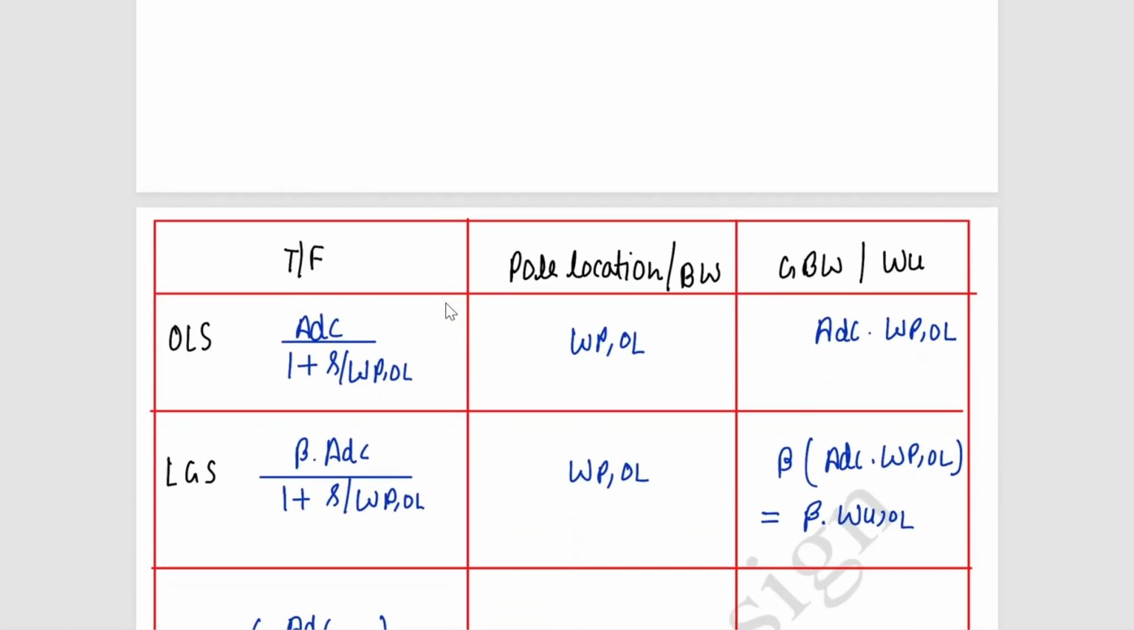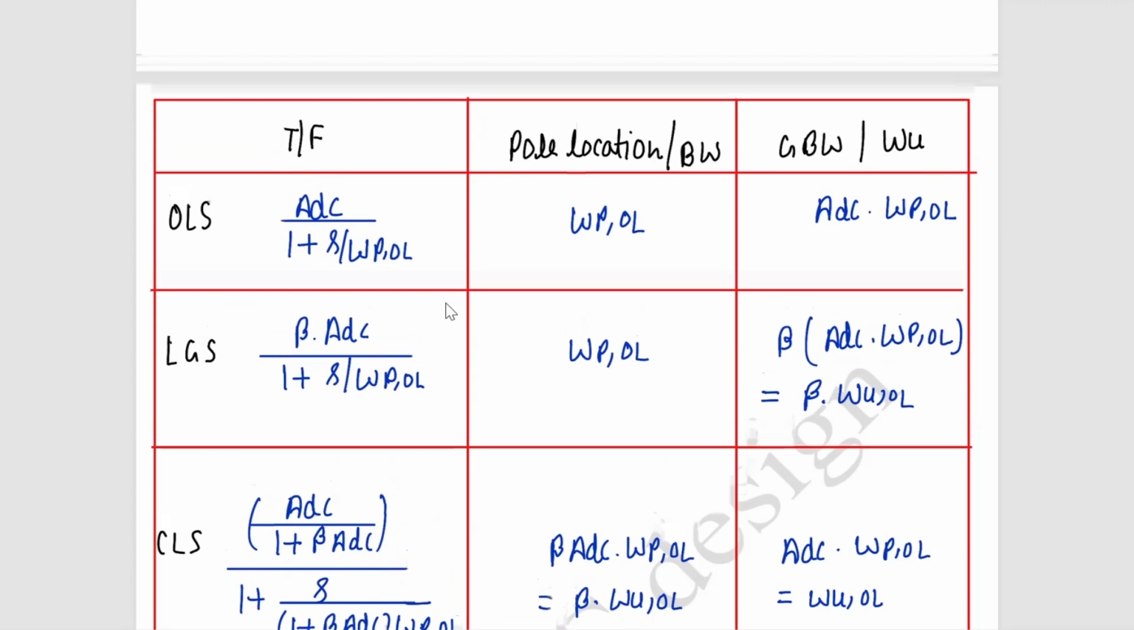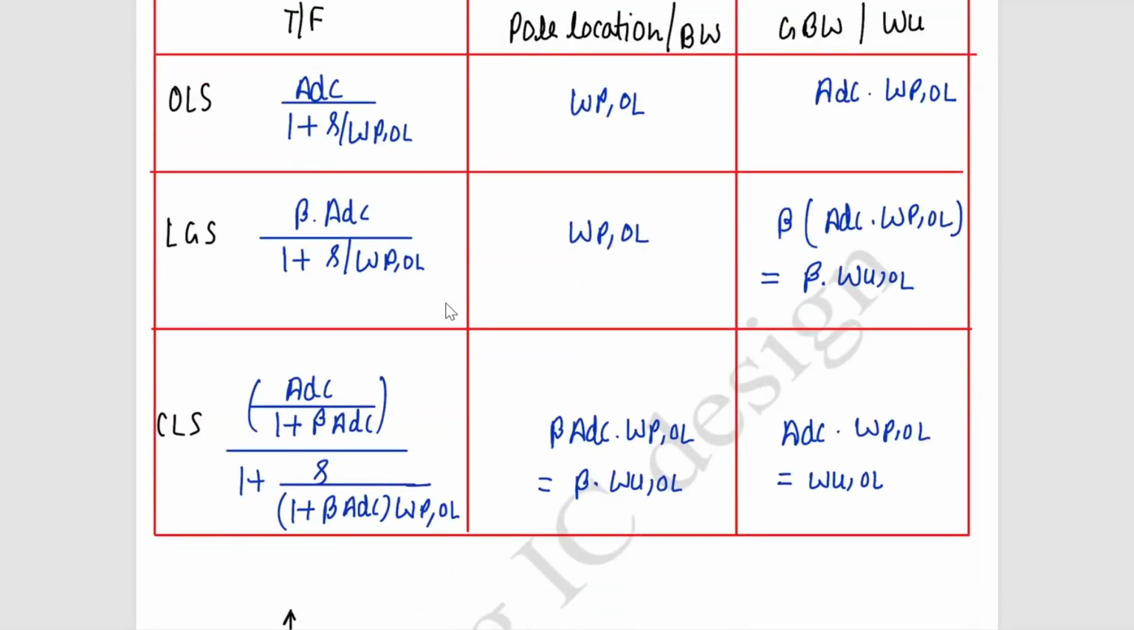So let's summarize. Here I have made a table so you won't get any confusion. The open loop system transfer function is ADC divided by 1 plus S by the open loop pole. This one will be beta times the open loop system, this one is the open loop system divided by 1 plus beta times the open loop system. After rearranging, we will get this. The pole location of this one will be omega POL. Pole location, 3 dB bandwidth, or bandwidth are the same thing. So this will be the same. In the loop gain system, the pole remains the same.